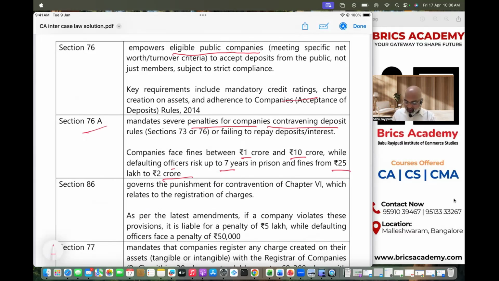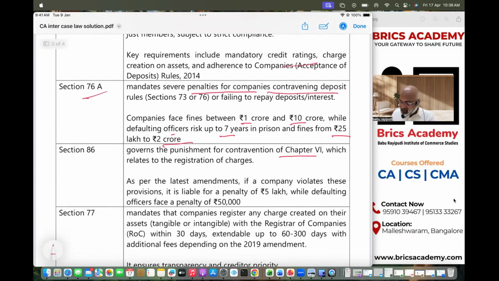Penalties. Then the next section says punishment for contravention of Chapter 6, that is charges. Chapter 6 is charges. The charges sections start from section 77 to 87. As per the latest amendment, if a company violates the chapter 6 provisions, that is the charges provisions, whether non-registration or registration, etc., the company penalty is 5 lakhs, and defaulting officers will pay a penalty of 50,000 rupees. Section 86 also says the company and the officers will be liable to pay penalty.